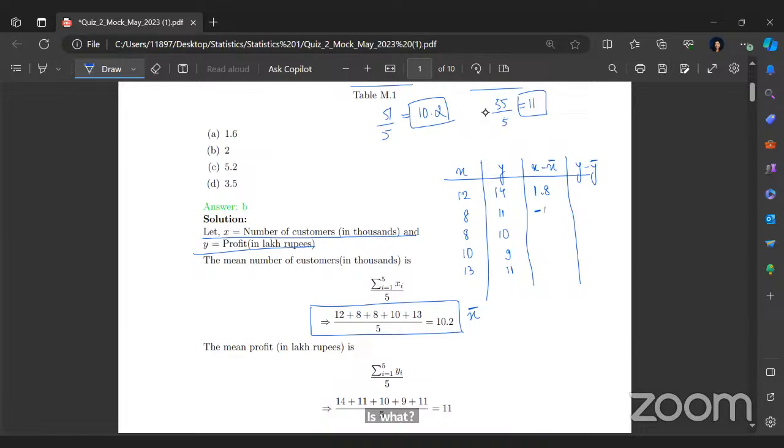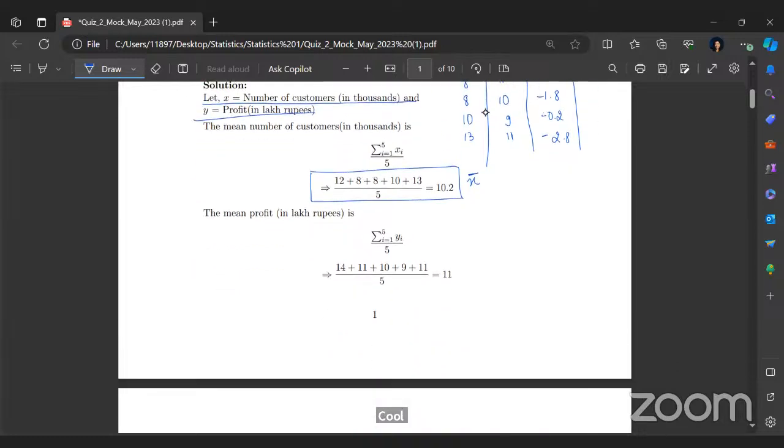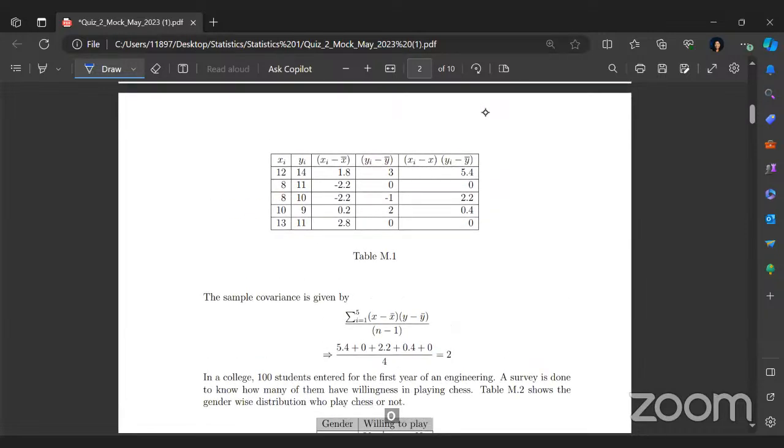8 minus 10.2 is minus 1.8 again. This is again minus 1.8. This is minus 0.2. This is minus 2.8. Correct? Similarly, you do for Y bar. Here the table is already done, so let's use this. Just remember X bar, we had gotten it to be 10.2, and Y bar, we had gotten it to be 11.